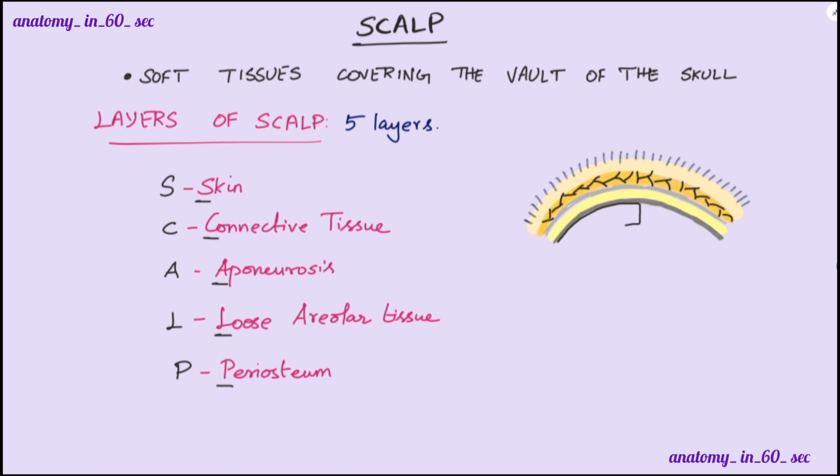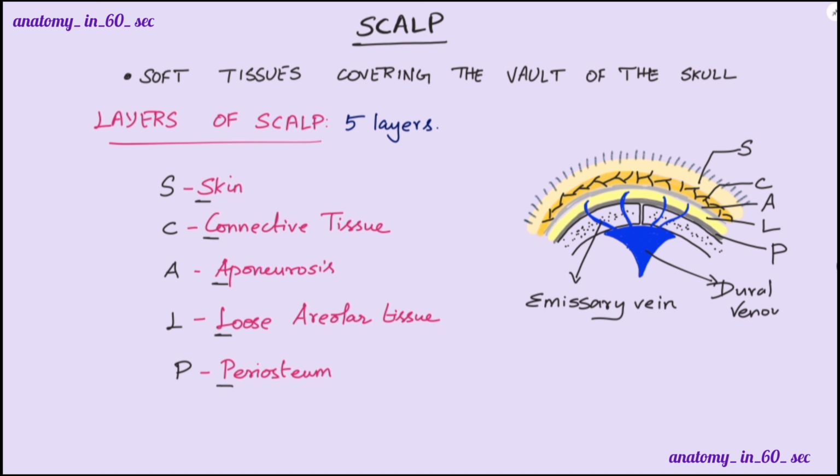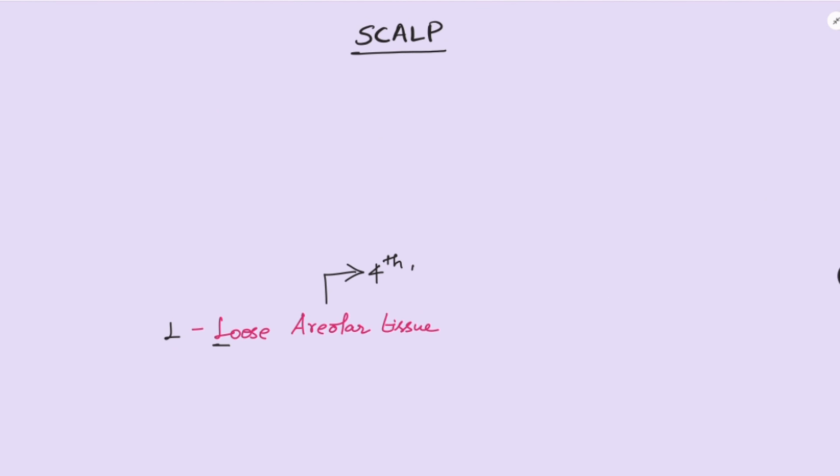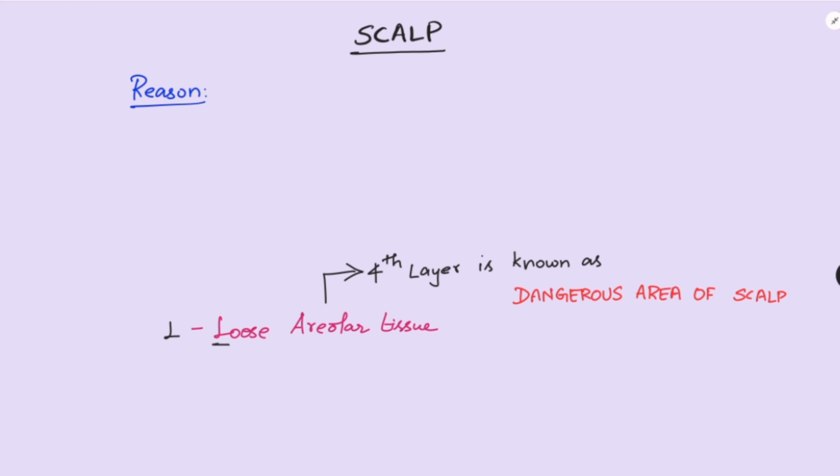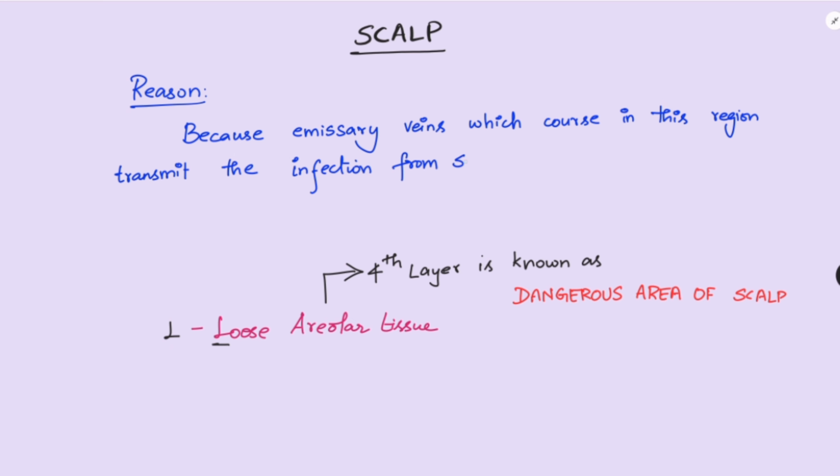Beneath that is the skull bones with the outer table and inner table and diploe present in between. The emissary veins connect the fourth layer of the scalp to the intracranial dural venous sinuses. The fourth layer, that is the loose areolar tissue layer, is called as dangerous area of scalp. The reason is the emissary veins which course in this region transmit the infection from scalp to cranial venous sinuses. That is, from extracranial to intracranial.